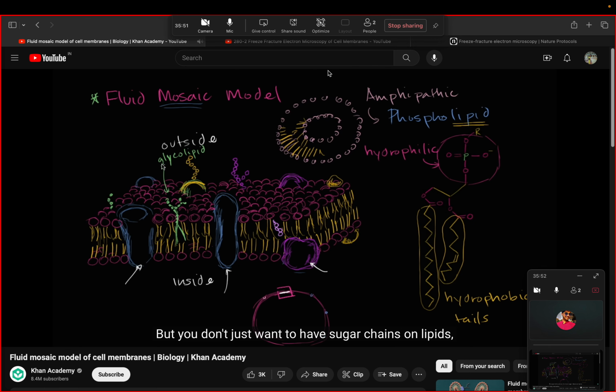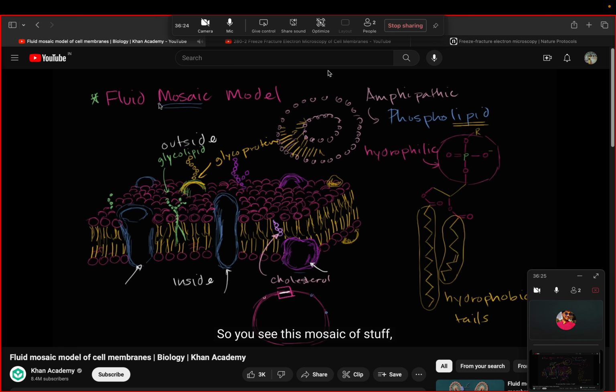But you don't just have sugar chains on lipids, you also have sugar chains on proteins. This right over here is an example of a glycoprotein. And as you can see, when you put all this stuff together, you get a mosaic. And I'm actually not even done there. You have things like cholesterol embedded. Cholesterol is a lipid, so it's going to sit in the hydrophobic part of the membrane, and that actually helps with the fluidity of the membrane, making sure it's not too fluid or too stiff. So this is cholesterol right over there.